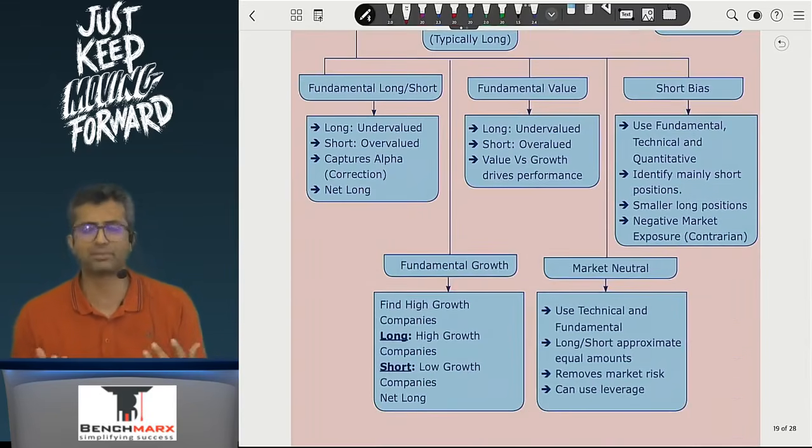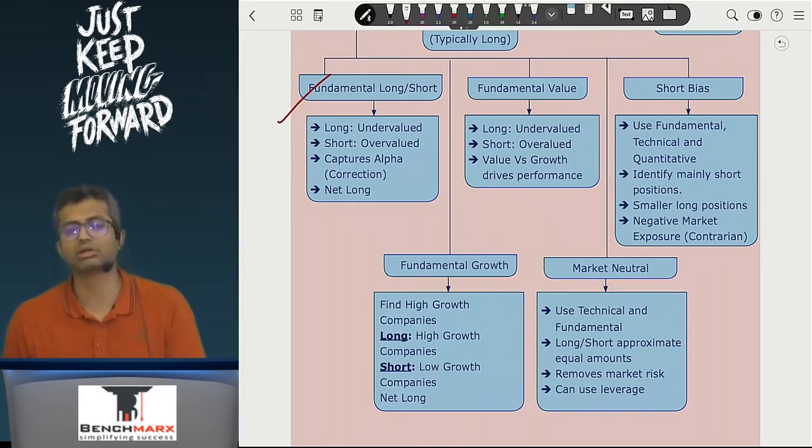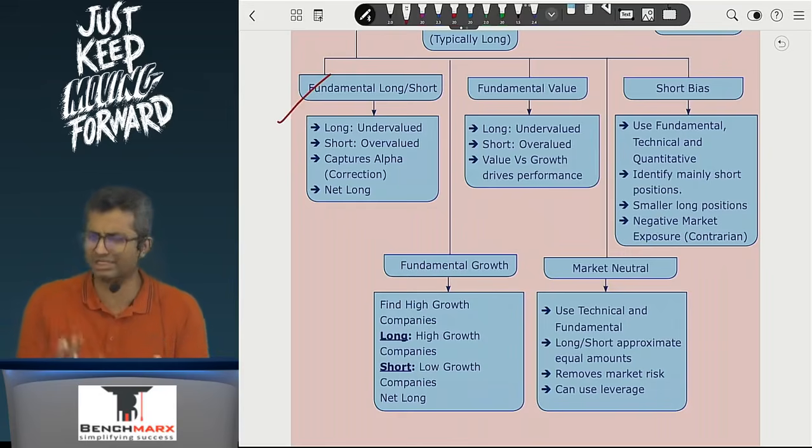First, there is fundamental long short, which means if the fundamentals showcase that a security is attractive, you can go long. If the fundamentals showcase that they are overvalued, you can go short. As a result, this is the fundamental long short strategy, though there is a net long bias over here, that it will be net long usually.